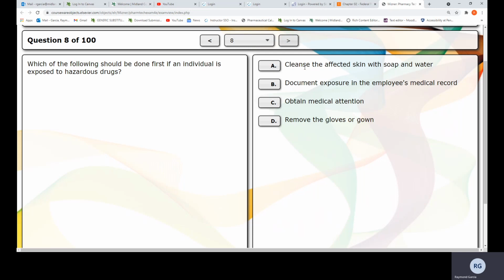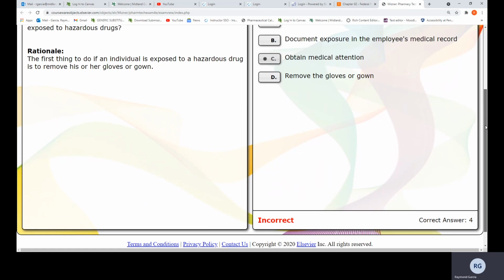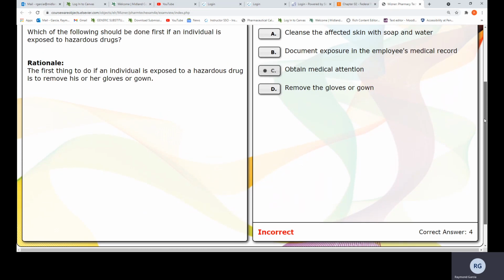I'm gonna assume A, but we'll try to see. First thing to do if an individual is exposed to hazardous drugs is to remove his or her gloves or gown. Oh, okay. Right. Yeah, that is true because you don't know. For the most part, I figured that's the first thing I'm gonna jump to, but you would have gloves and a gown to begin with.